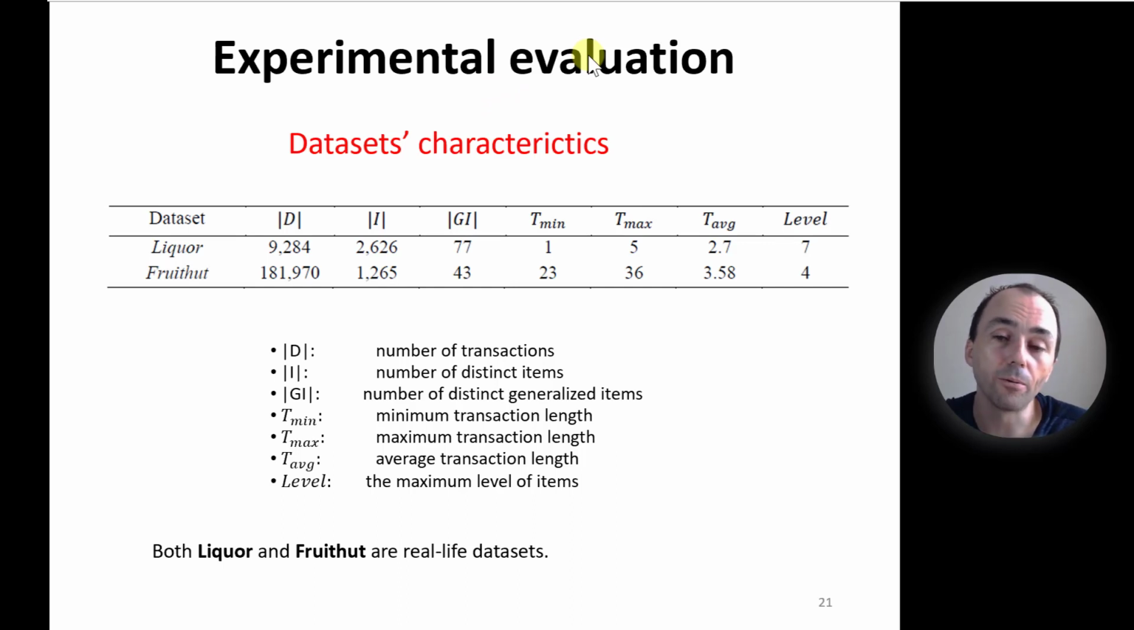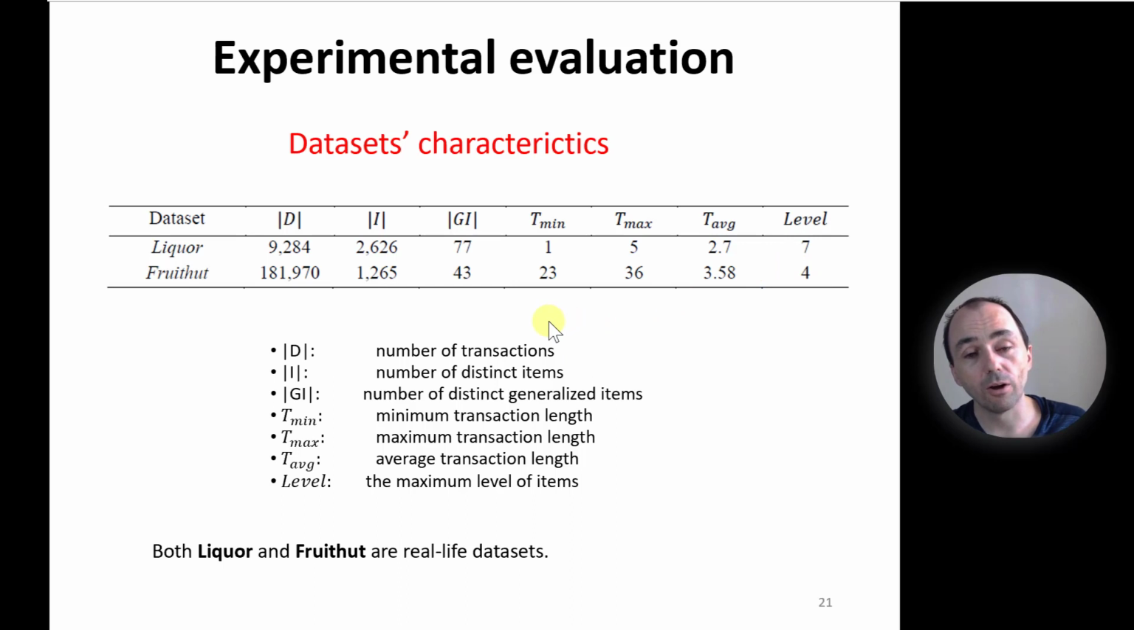In that paper, we did some experiments to evaluate the algorithm. To evaluate this type of algorithm, we use shopping data. We have two public databases. Liquor is shopping data from a store that sells alcohol. And Fruit Hut is a fruit store that sells fruit. Here we have the number of transactions, the number of items, and the number of categories, the generalized items. And we have the number of levels in the taxonomy and so on.